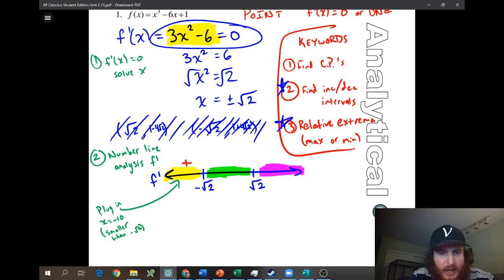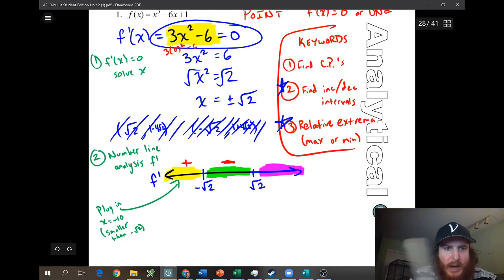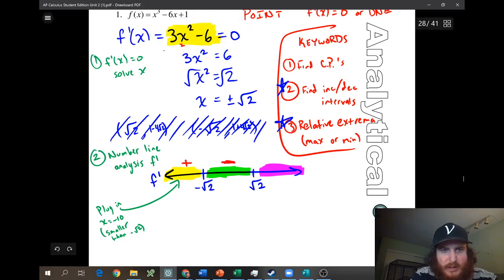Next, in between negative square root of 2 and positive square root of 2. That's a really easy number to plug in. If we can ever plug in 0, do it. It's always the easiest. So we're going to plug in 0. Again, I'm not going to write down 0, just in my head, I'm plugging in 0. 3 times 0 squared, minus 6. That 0 minus 6 is negative. Now, I don't ever write that down. I just do that in my head.